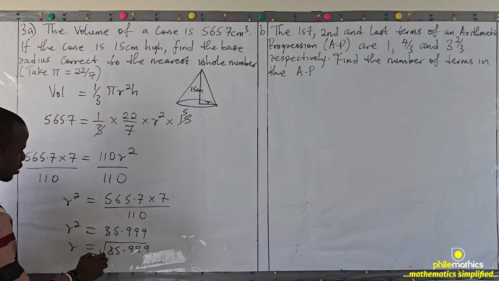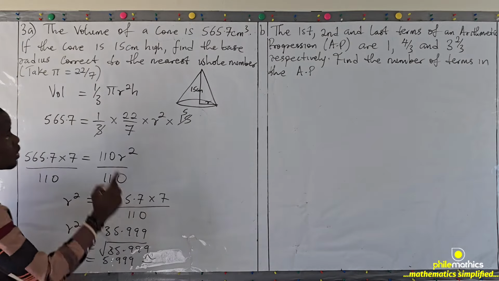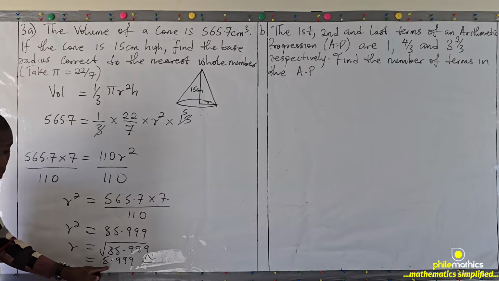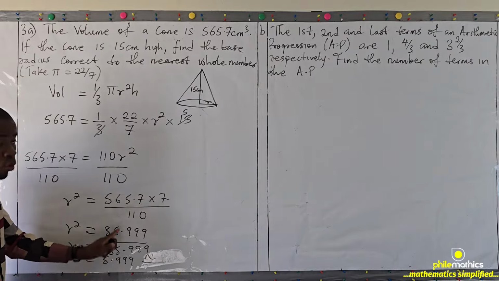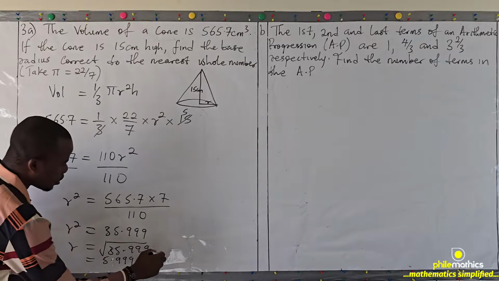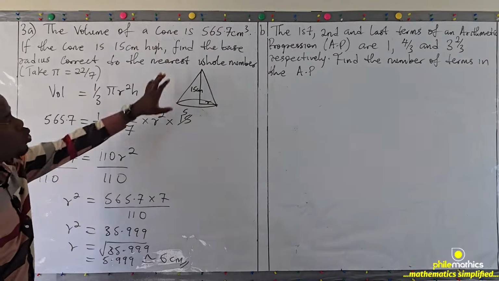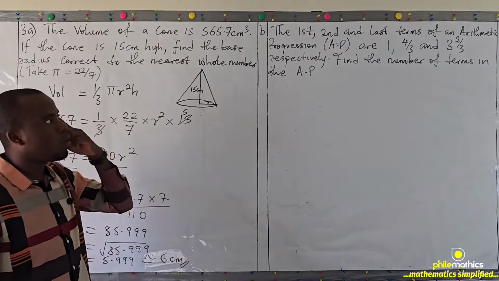I'll get 5.999. But we are asked to approximate it to the nearest whole number. So this to the nearest whole number is just the number before the point. So since this is 5 and above, we round up to 1, add it here. So it is 6 cm. This is the radius of this cone with the volume 565.7 cm cube.